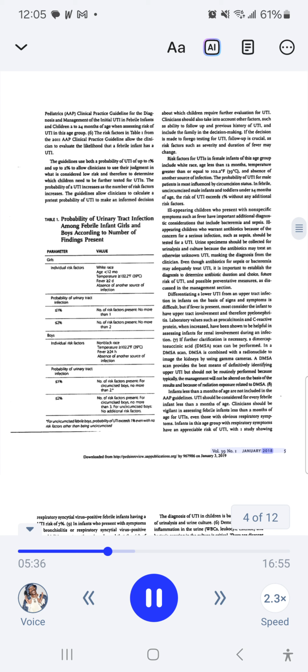Volume 39 No. 1 January 2018 5. Downloaded from http://Pets and Review, Publications, by 967986 on January 30, 2019.